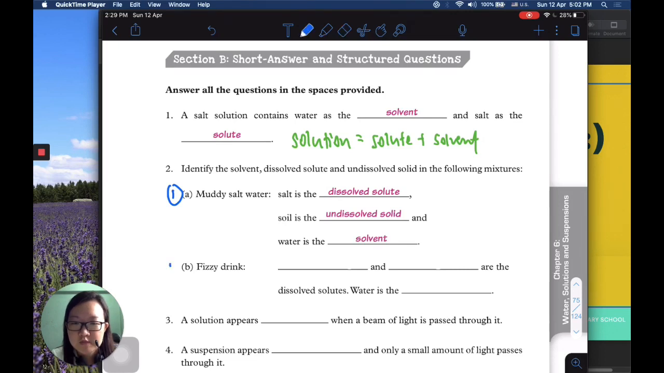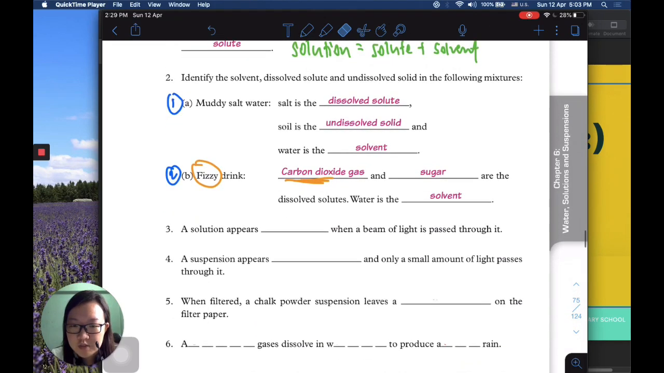Part 2, fizzy drinks. You have two dissolved solutes. So the first answer is carbon dioxide gas. Basically, the fizziness of your soft drinks comes from carbon dioxide. And then the next one, of course, is sugar, because soft drinks are so sweet. And then, of course, water is your solvent.